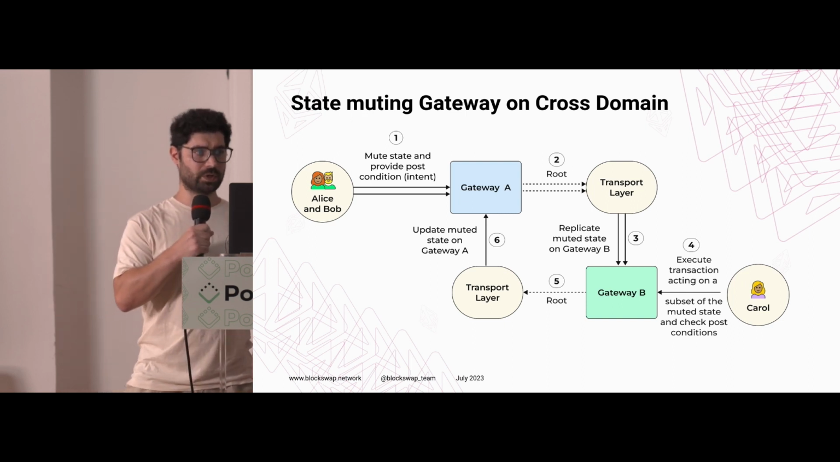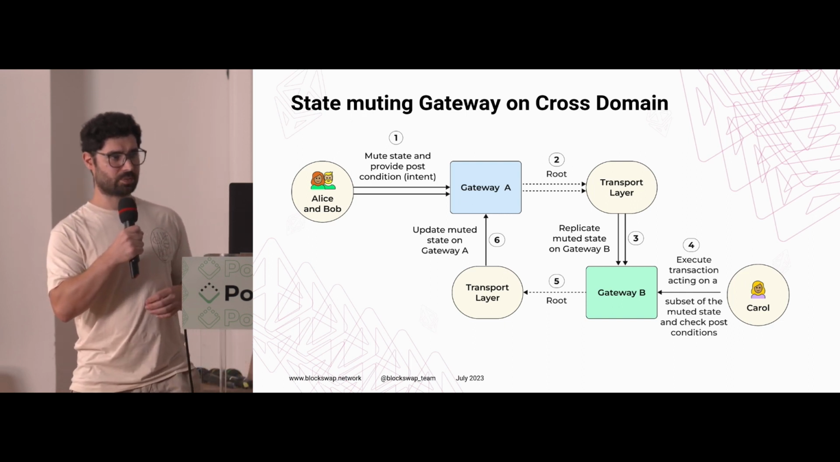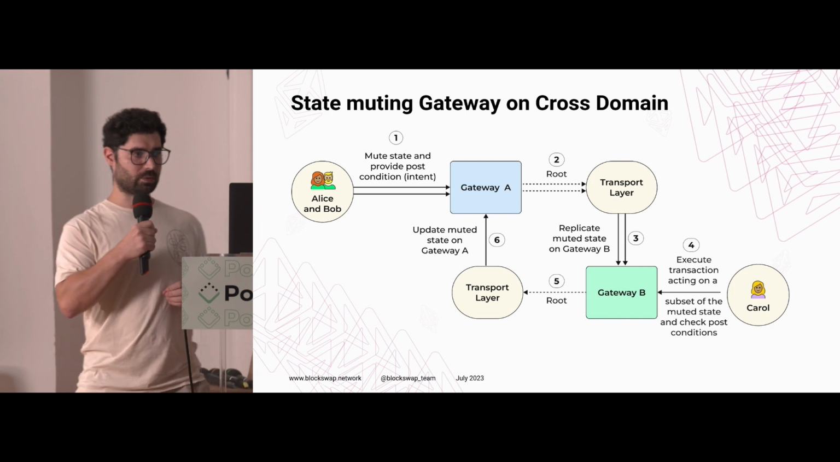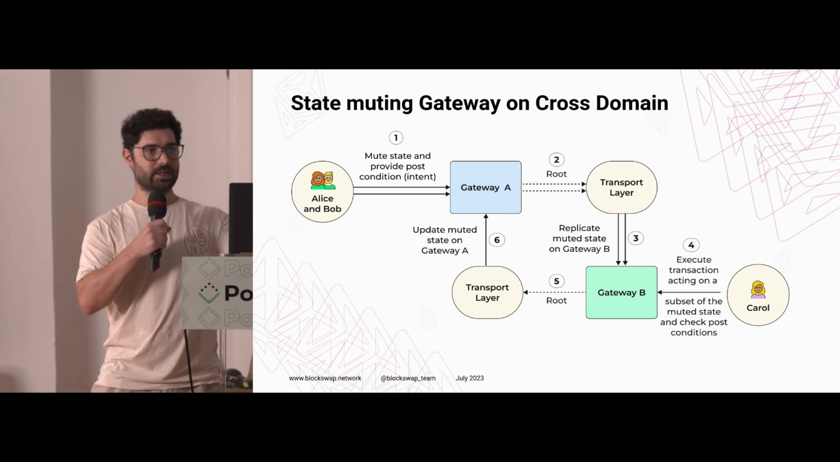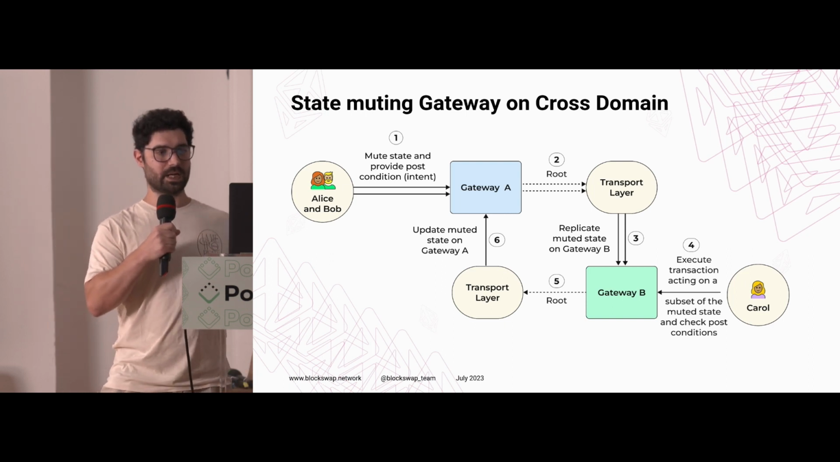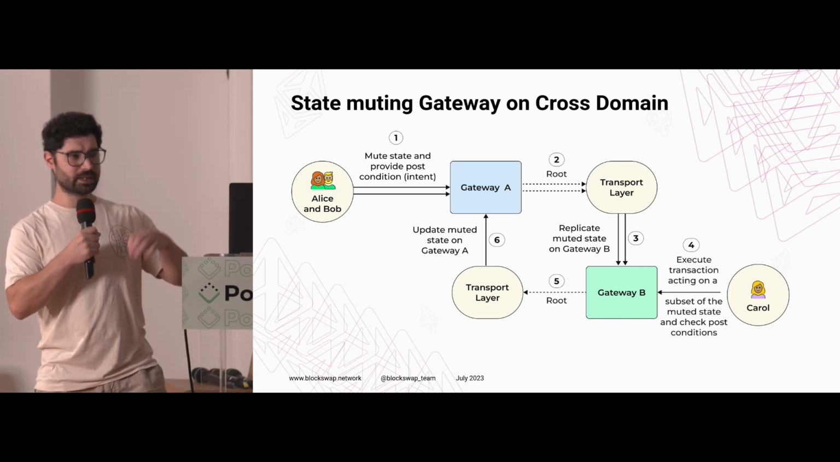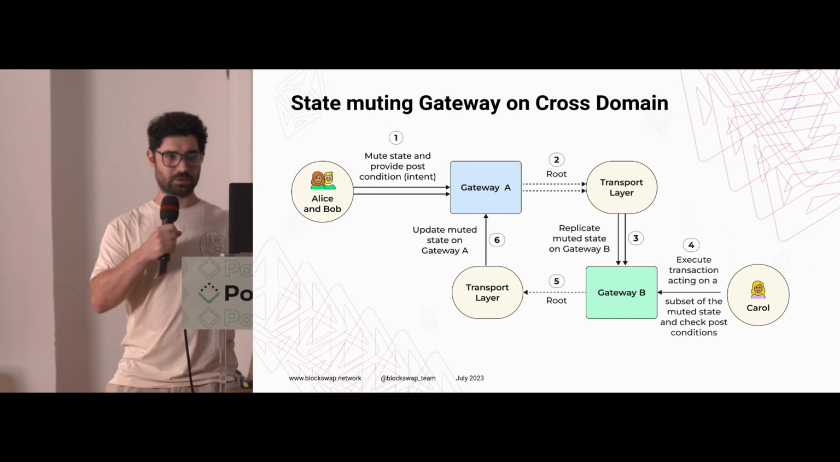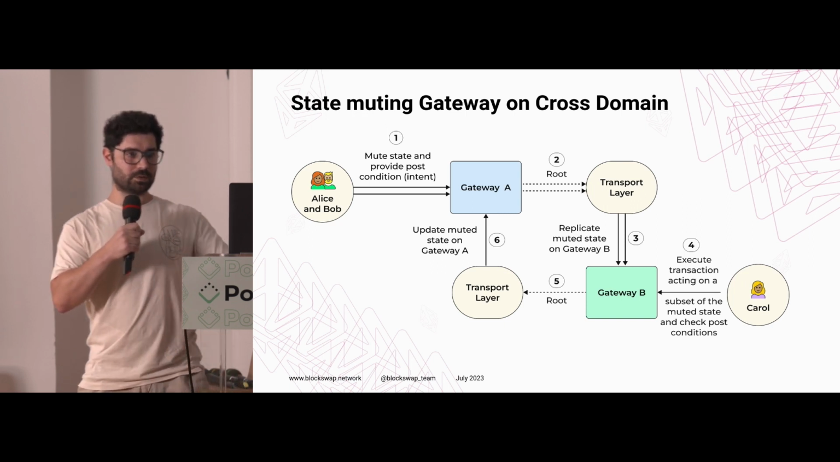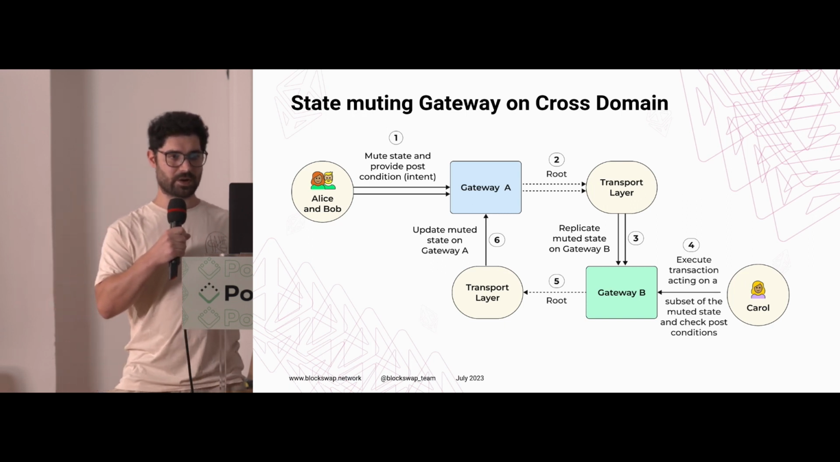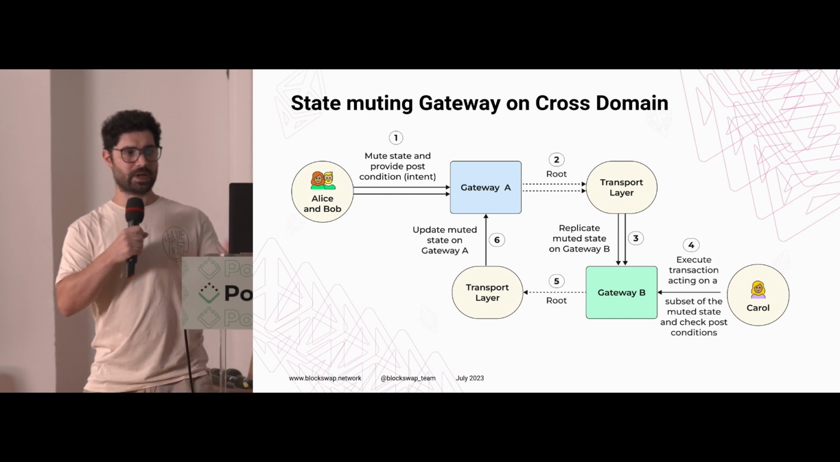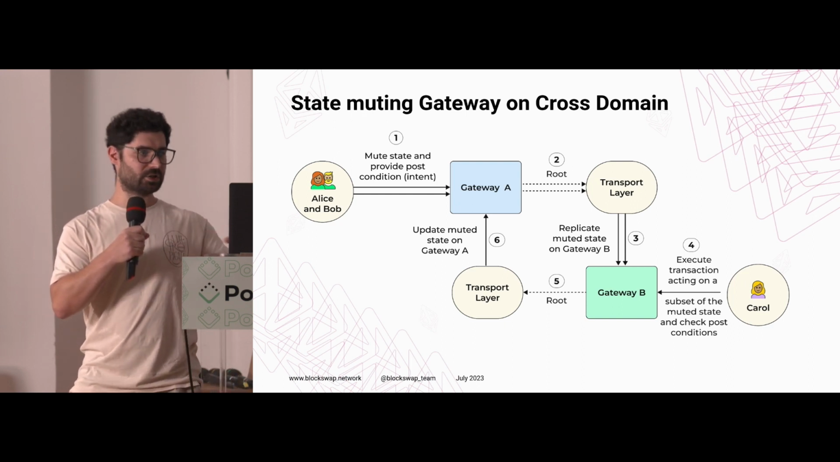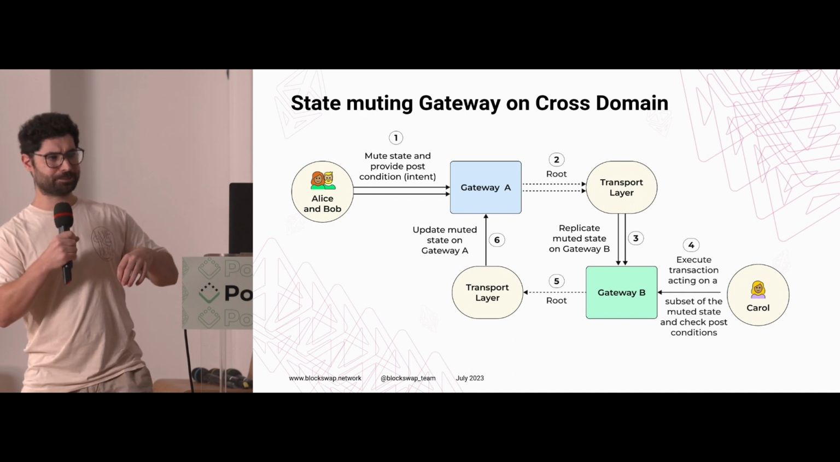So what you would do here is that Alice and Bob, again, they will mute the state and provide the post conditions. Transport layer will get access to the accumulator root. And then the state is replicated on gateway B. Then Carol will perform a commit on gateway B, say I want to execute this transaction, and then it will check that the post conditions are satisfied after the transaction has happened, and that it will be a transaction acting on the subset of the replicated state on gateway B.